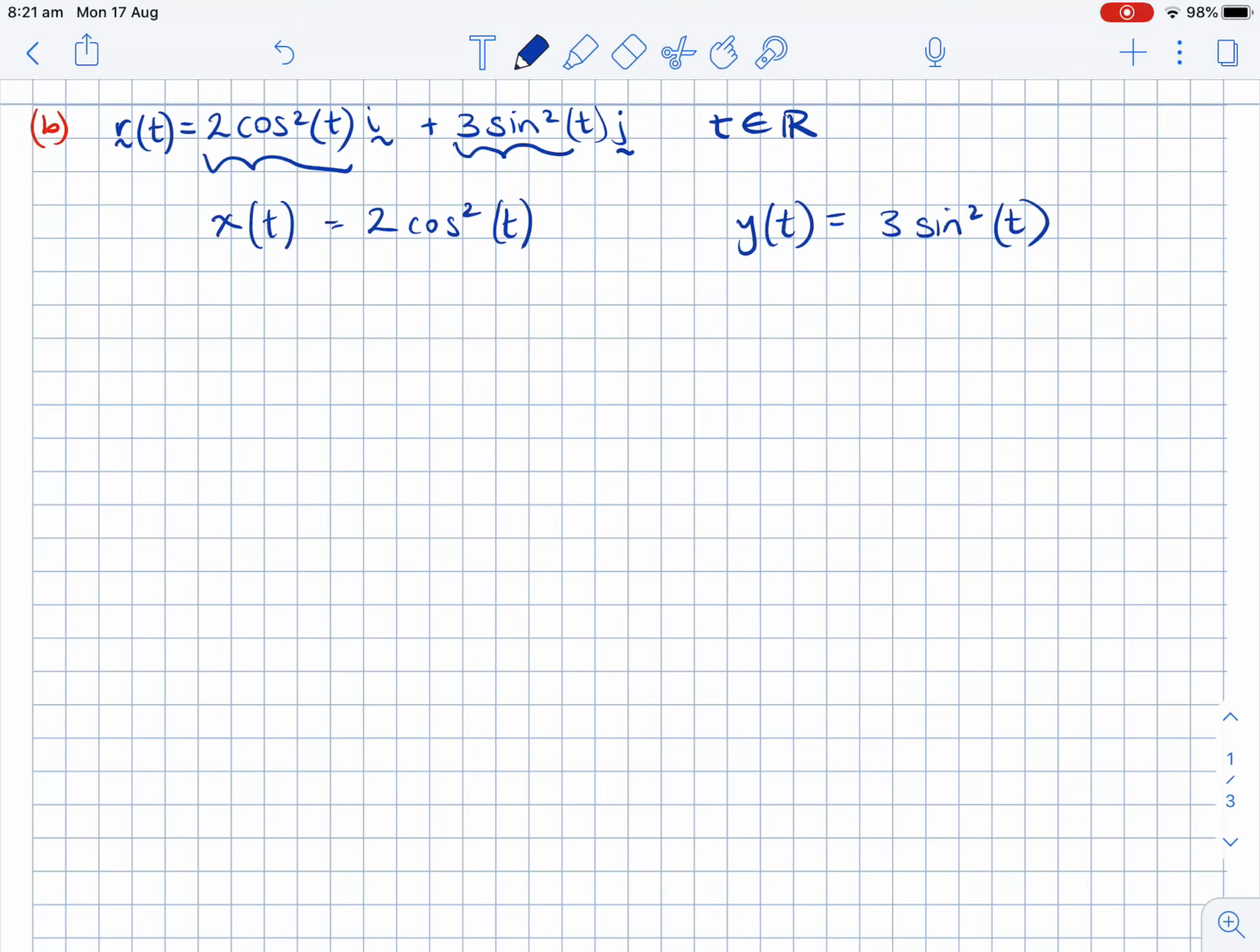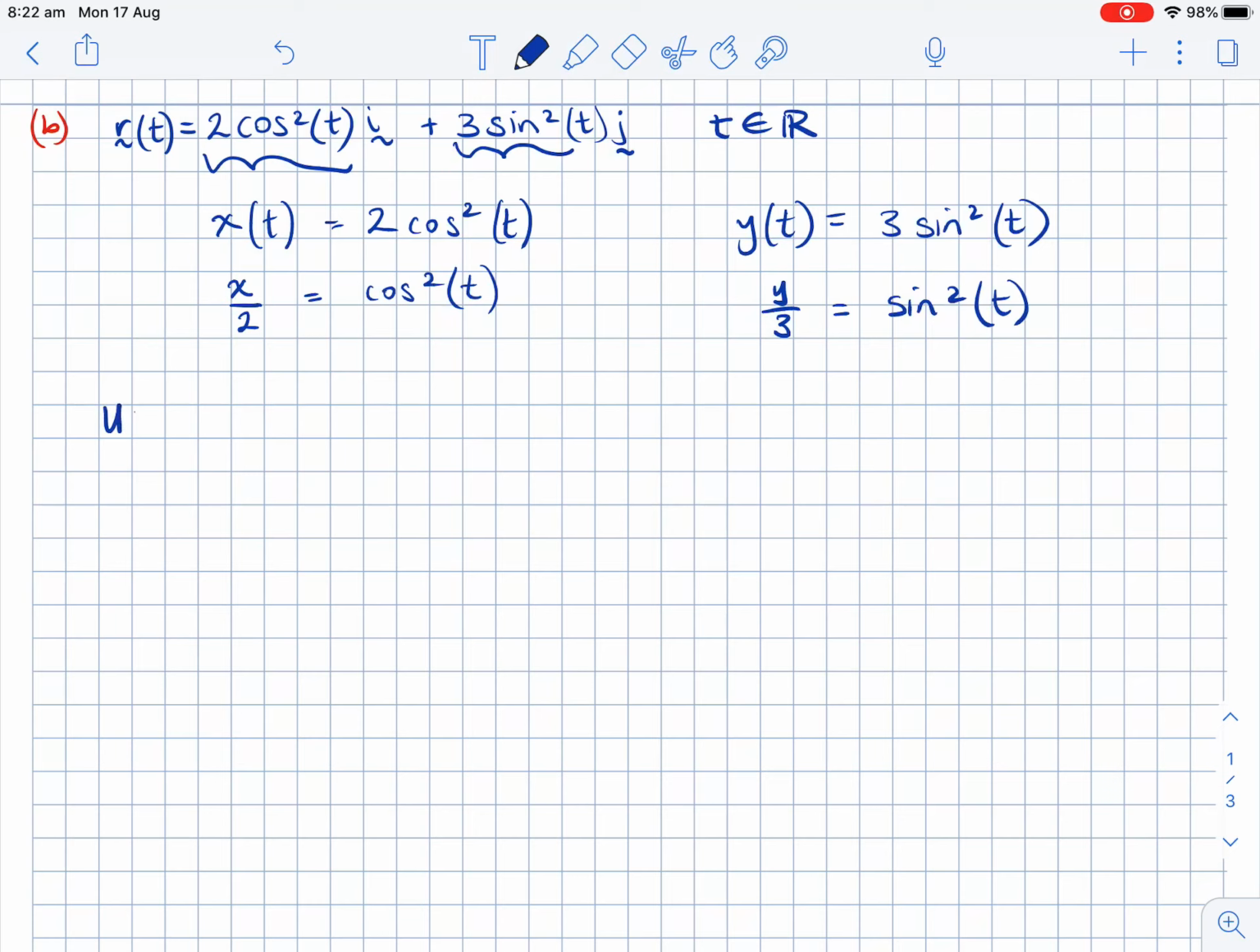Okay, so I've set up my two functions. Again, they're both in terms of a trig function, so I'm going to use an identity to set up my Cartesian equation. So, almost identical to before, I'm going to divide both sides by 2, except this time, I don't need to square both sides to make it a cos squared. It's already got cos squared, so I don't need to do anything more there. Same with my y, I'm going to divide it by 3. But I don't need to do anything more to make it sine squared. I've already got my sine squared.